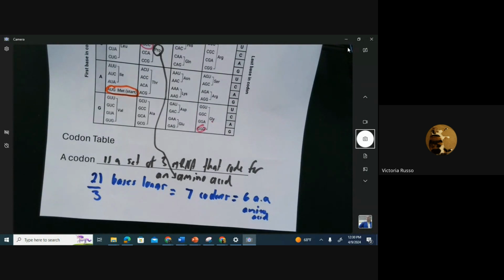All right, so now you're going to do some practice where you're going to transcribe and translate some more DNA. And obviously, you'll have my help if you need it.